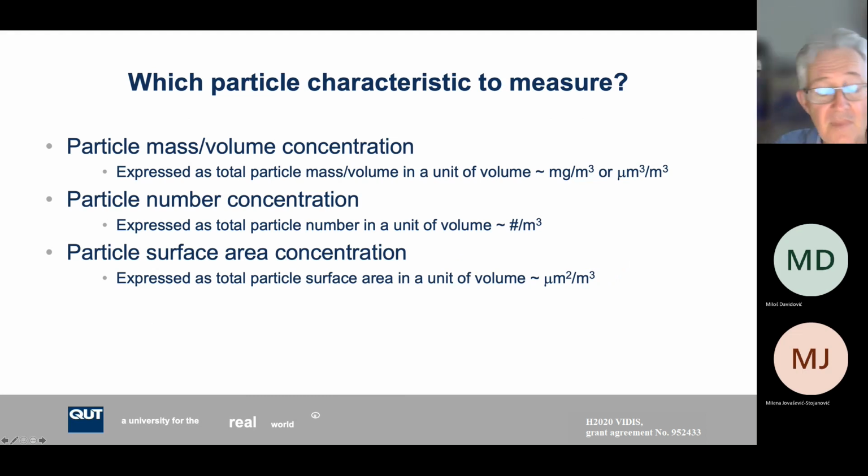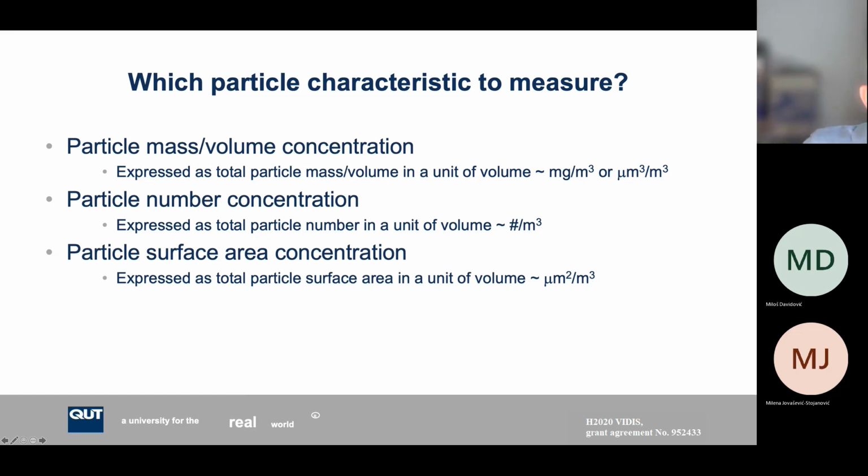Okay, so then the question is, which particle characteristic to measure? Particles can be characterized by the mass or volume concentration. So what's the total mass of the particles suspended in a unit volume of air? That would be expressed in milligrams per cubic meter if it's mass, or cubic micrometers per cubic meter for volume. And that's one of the measures of the particles.